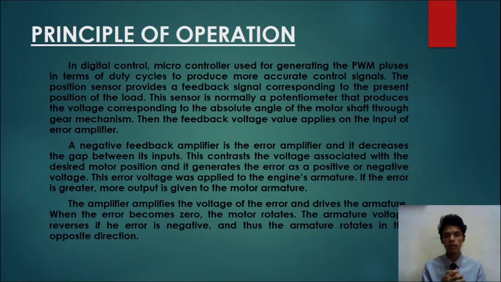A negative feedback amplifier is the error amplifier, and it decreases the gap between its inputs. This contrasts the voltage associated with the desired motor position, and it generates the error as a positive or negative voltage. This error voltage is applied to the motor armature. If the error is greater, more output is given to the motor armature. The amplifier amplifies the voltage of the error and drives the armature. When the error becomes zero, the motor stops rotating. The armature voltage reverses if the error is negative, and thus the armature rotates in the opposite direction.